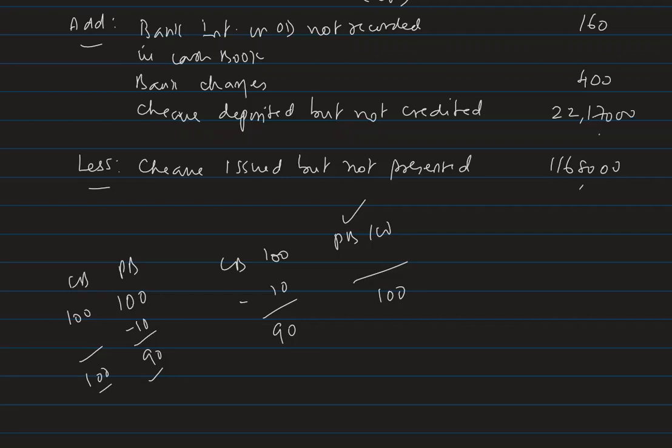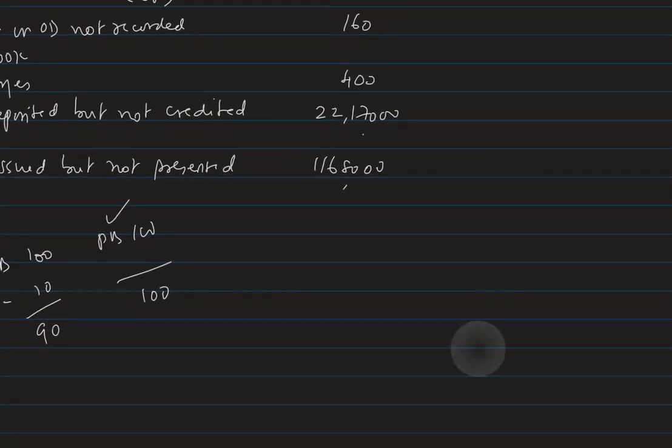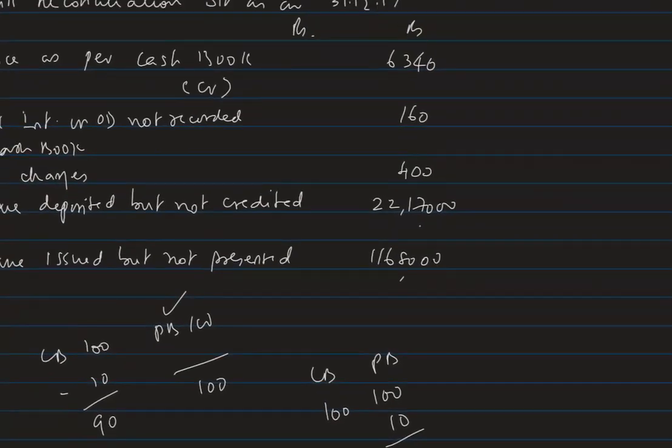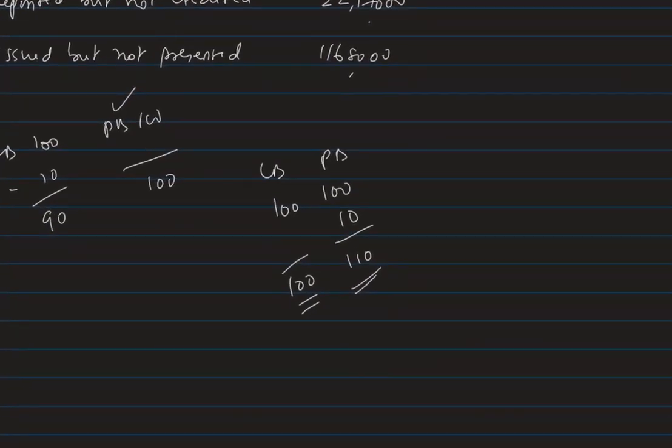And interest on investments collected by the bank but not reflected in the cash book. So cash book, passbook. Before this, cash book and passbook were the same. When interest is credited, passbook becomes 110, cash book remains at 100. Your starting point is OD as per cash book. As I said, it should be treated as if it's a passbook favorable balance.